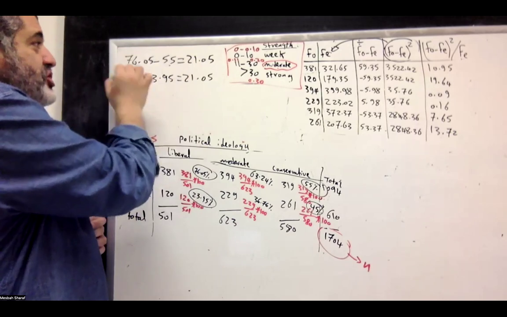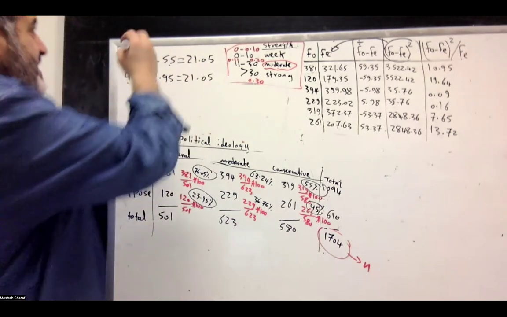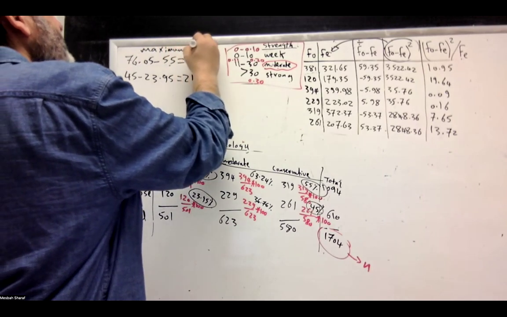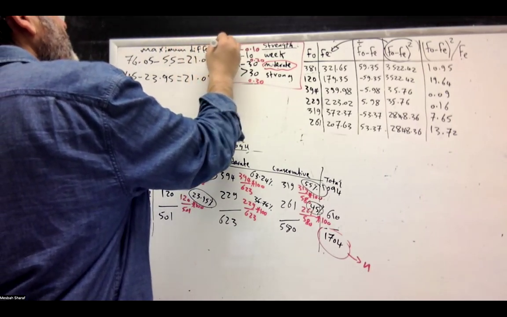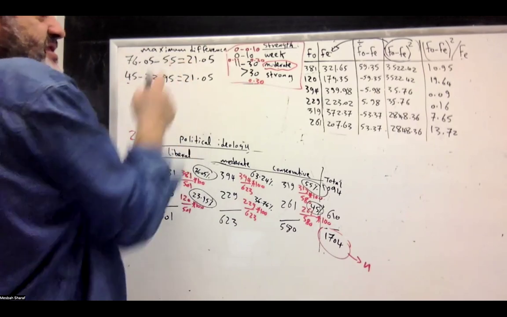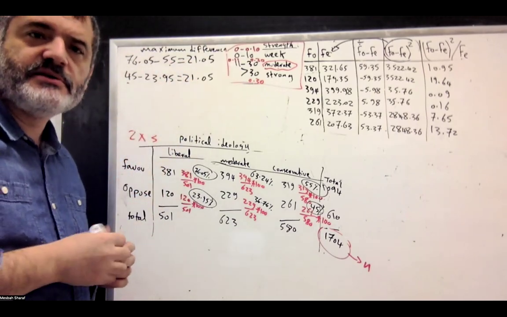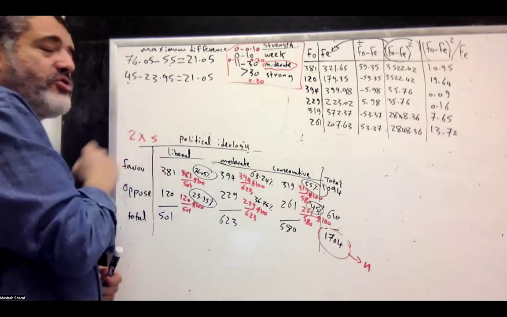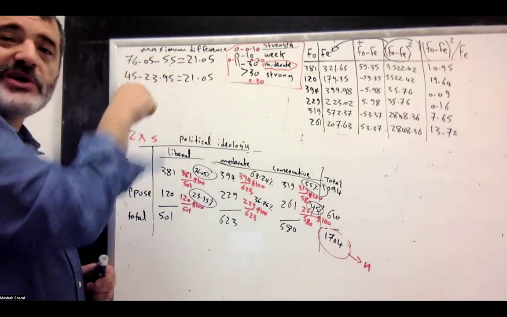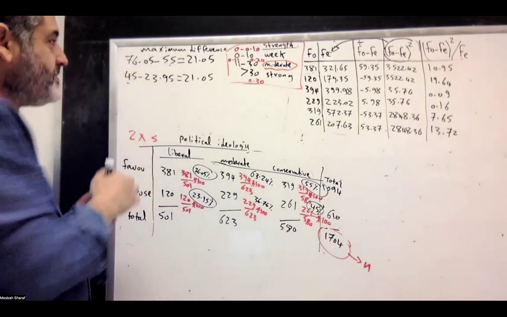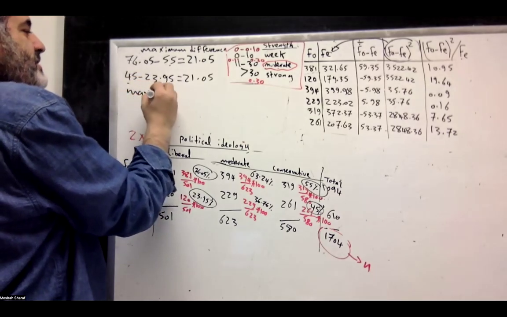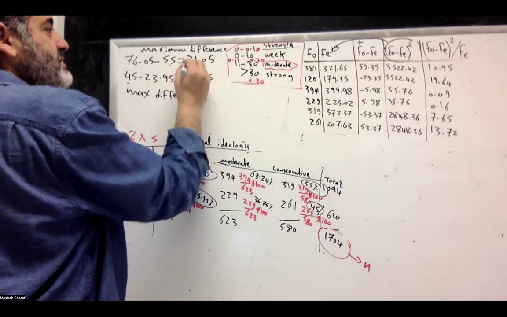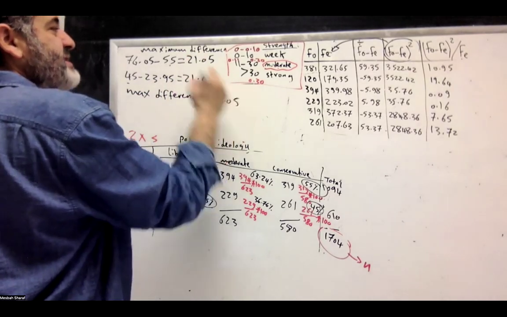Which difference is the maximum? This is the idea of the maximum difference. So which one of these differences is the maximum? They are equal. So the first row difference is 21. The second row difference is also 21. So the maximum difference is going to be equal to what? 21.05. They are the same.